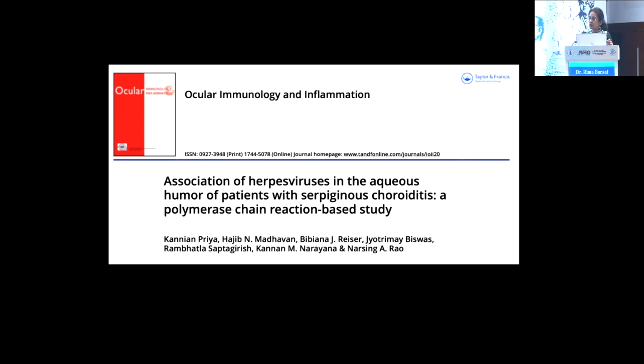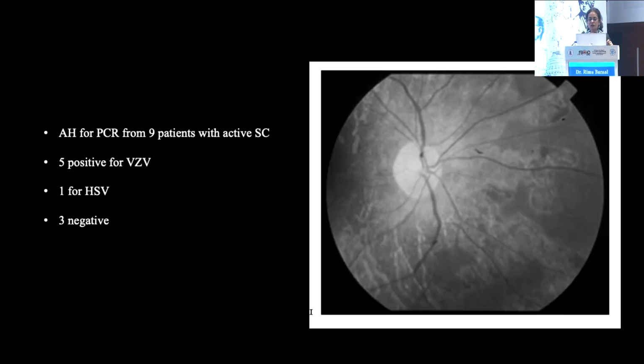Now, the problem comes when we don't have TB as the underlying etiology, and many of us would not even know that there are reports of the herpes virus causing a similar type of presentation. This was a publication on 9 patients with serpiginous choroiditis, where they did PCR from the aqueous tap of these patients with active disease, and they found five were positive for VZV, 1 for HSV, and 3 were negative. If you look at the clinical presentation, it is very similar to the tubercular. So you have this serpiginous choroiditis here, but the etiology is viral and not TB. So we need to keep this in mind from this publication.